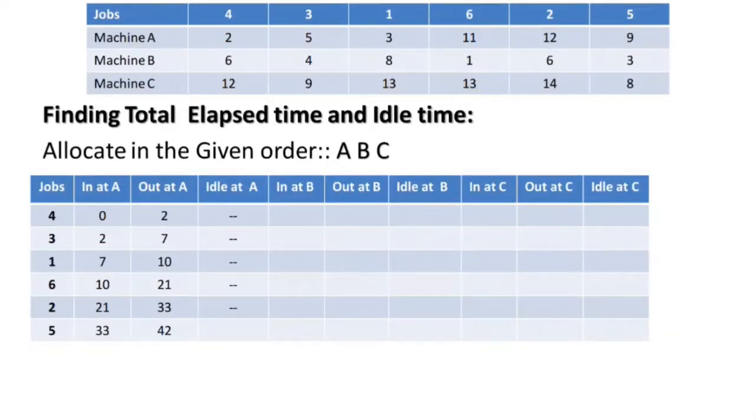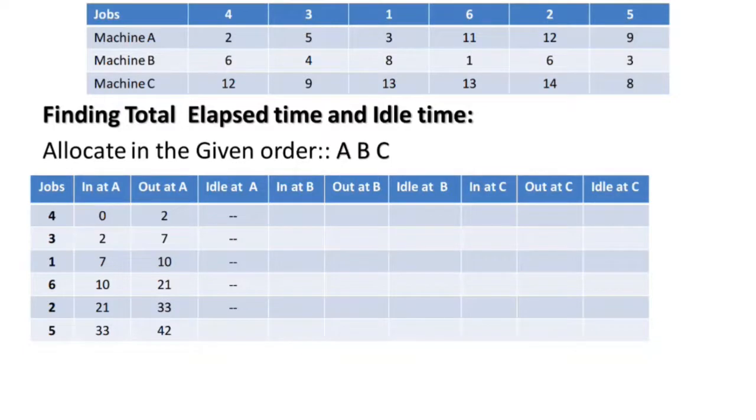Now let's find the total elapsed time and idle time. Here the allocation has to be done in the order of A, B, C. When we consider the starting time as the 0th hour, then 0 plus 2 becomes 2. In a similar way, all the jobs need to be assigned, then 2 plus 5 becomes 7, then 7 plus 3 becomes 10. So in this way this complete table has been calculated.